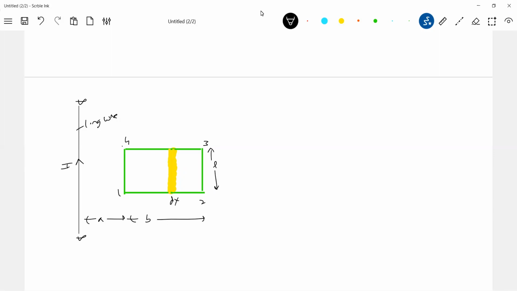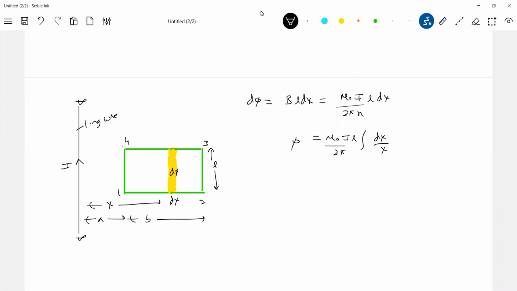So let this be at a distance x. The flux linking this elemental strip is d phi, so d phi is equal to B into L dx, where B is equal to mu naught I due to the long wire over 2 pi x. This is L dx. So the limit should be a to a plus b. So that's the flux linking the loop.